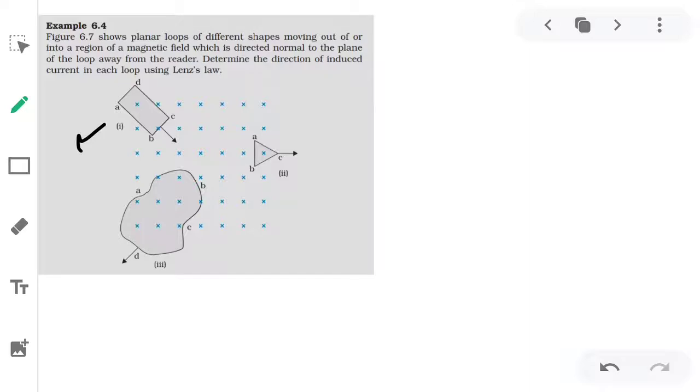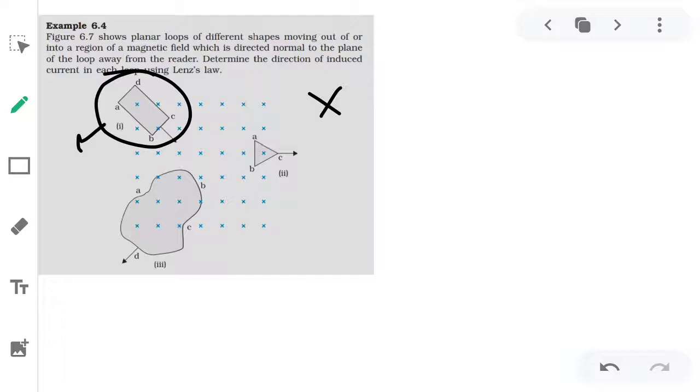Here the cross means the field is entering into the board. So the magnetic field is inward. Let us first define where the north and south pole of the magnetic field is. The north is above the board, the south is below the board. Here the loop is entering into the field, which means flux is increasing, right? Obviously when it's entering, it's increasing.